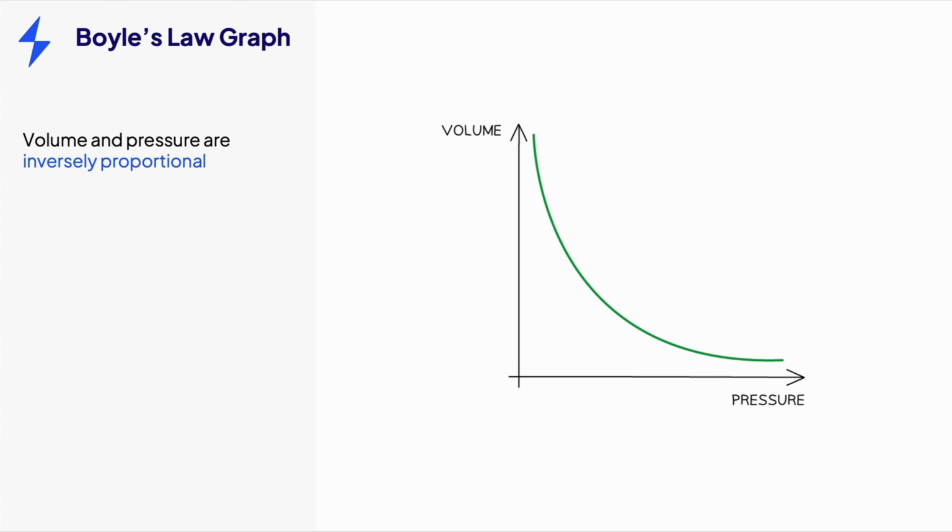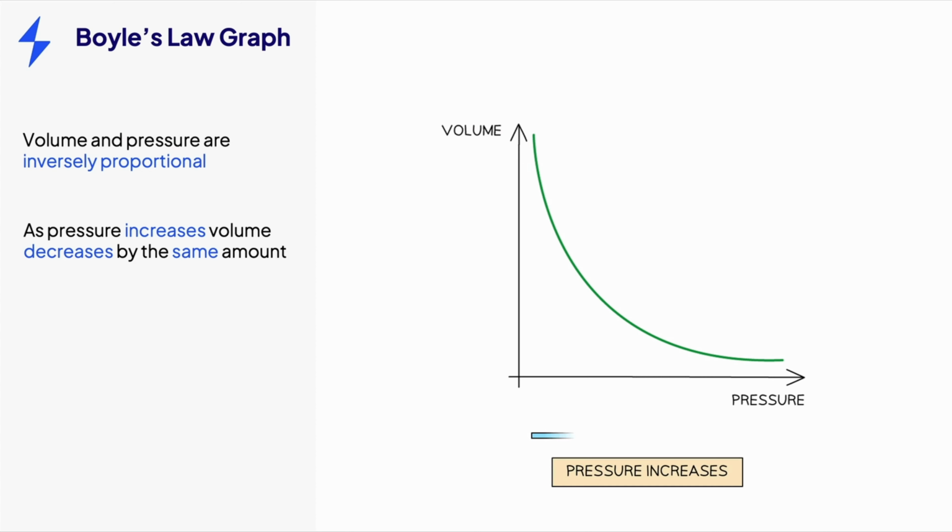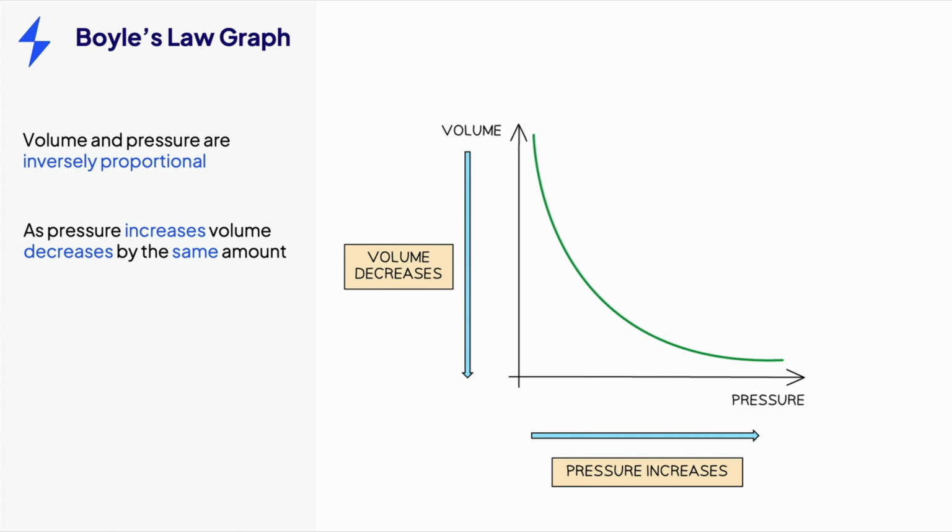The graph shows that the volume and pressure are inversely proportional. This shows visually that as pressure increases, volume decreases, and vice versa, by the same amount at constant temperature. The equation PV equals constant can also be written as P1 V1 equals P2 V2, where P1 and V1 are the initial pressure and volume respectively, and P2 and V2 are the final pressure and volume respectively.